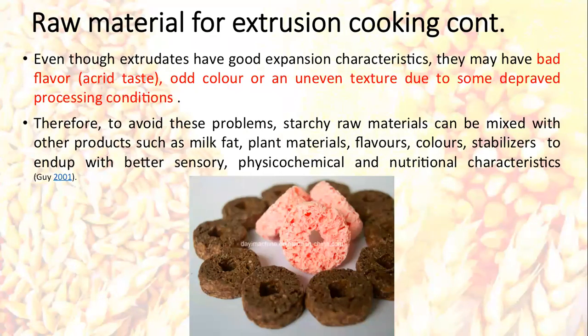You can get a smooth texture. So for that there are some other ingredients to add. Here you can see a very few examples, but there are so many ingredients. When you are working in the extrusion industry, or you're supposed to start your own extruded food product, then these technical things are very important.